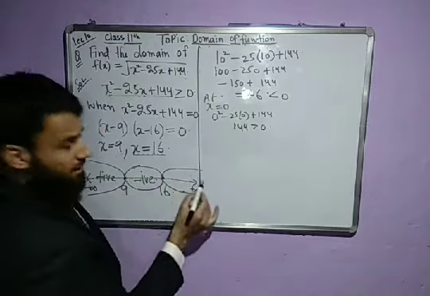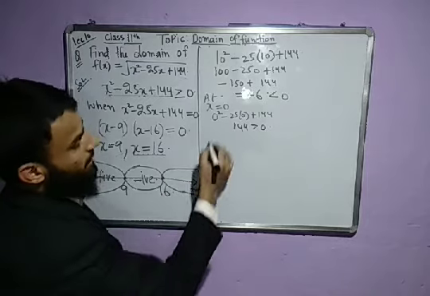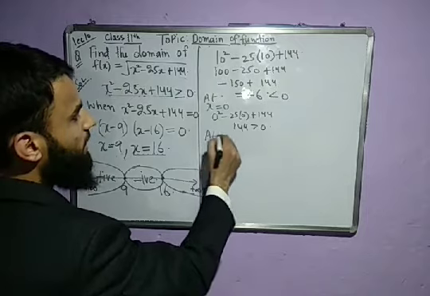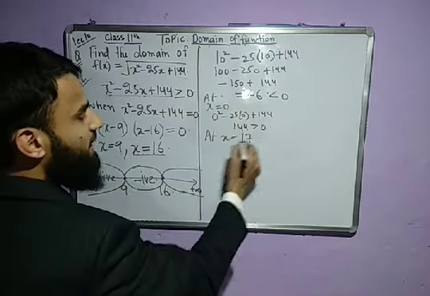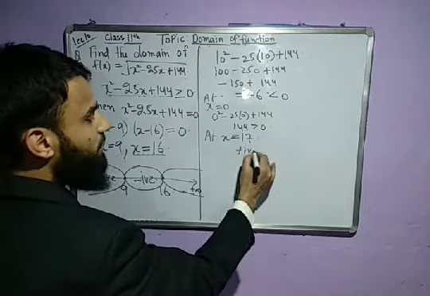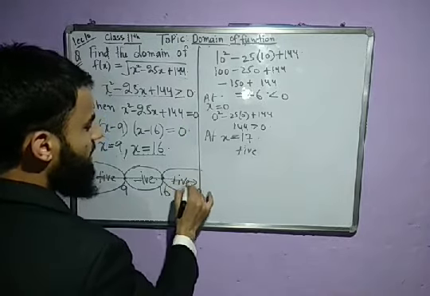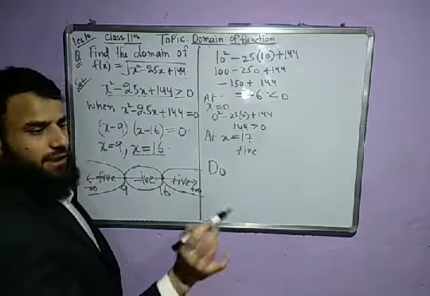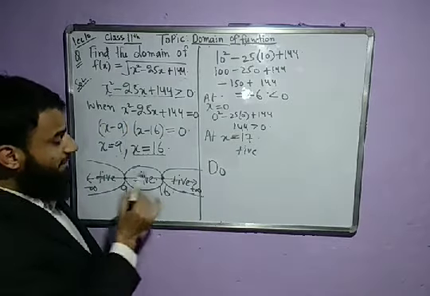Now 16, if I take any number greater than 16, let's suppose you take x is equal to 17, you will find this will be greater than 0, it will be positive, so I will get positive here. So what will be my domain? Domain can be anything, but it cannot be between 9 and 16.